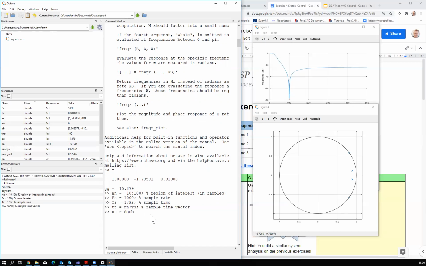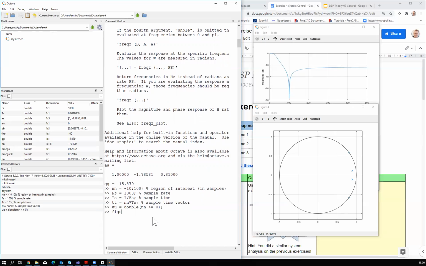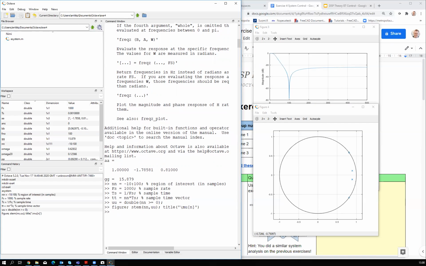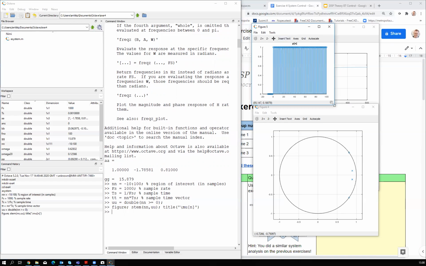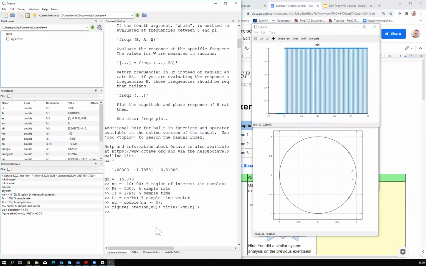And then I have the unit step equals double nn greater than or equal to 0. So I have a unit step function. In this graph, yep, looks like unit step. And then we can calculate the step response. SS equals filter B A N, not N. Well, it would be the same, but anyways. Okay, there. This is the step response, the unit step response.